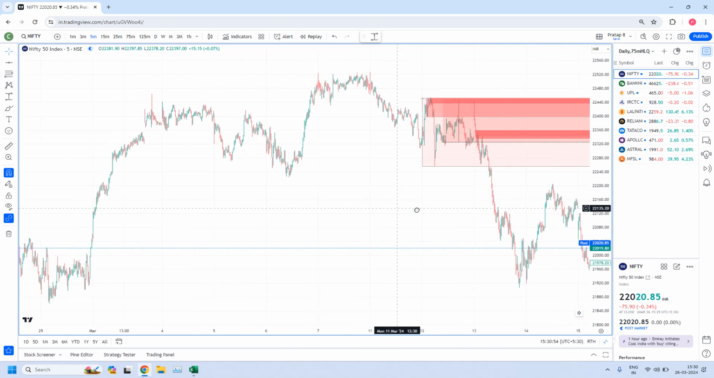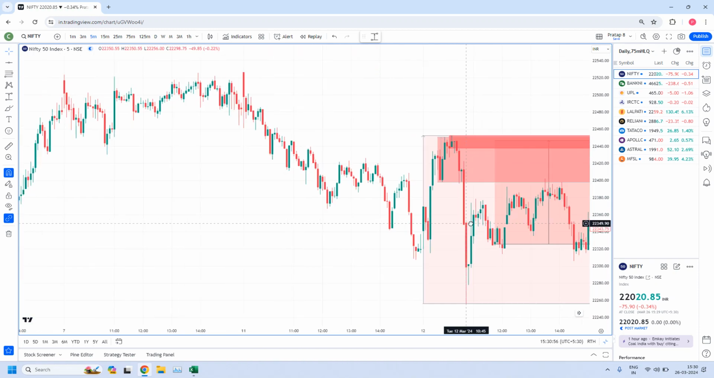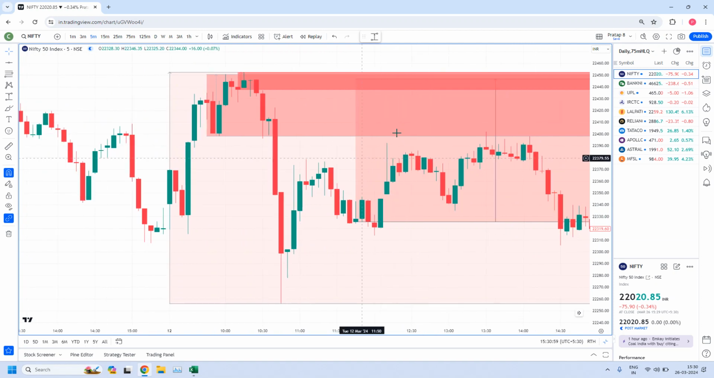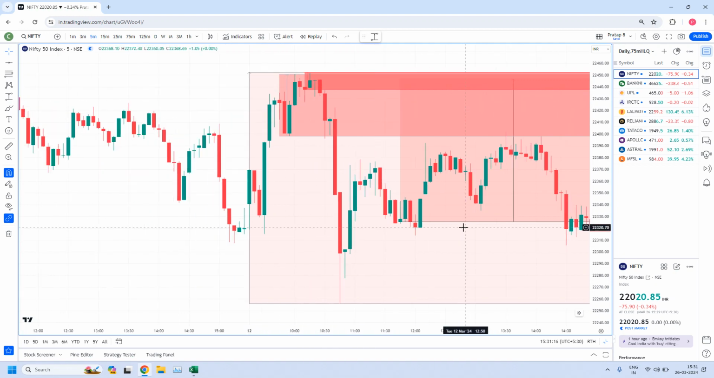Now we have 2 15-minute zones. Inside you need to identify 5-minute zones. So here we have a rally, 1, 2, 3, 4, 5 base candles and a drop candle, rally, base, drop. This is the 5-minute zone. We fine tuned inside 15. 15 is inside 75. 75 is inside daily.